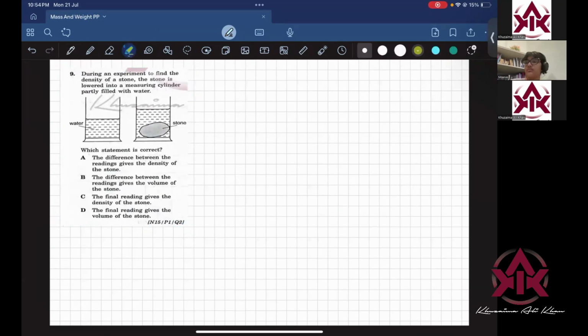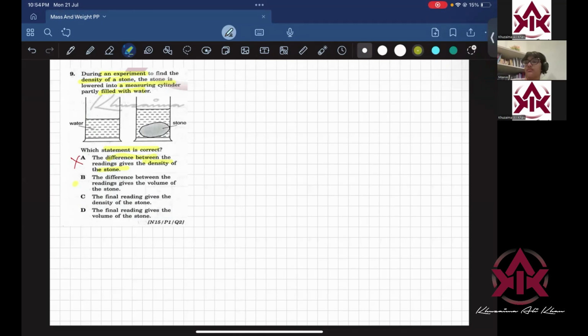Right, so you are doing an experiment to find the density of a stone. The stone is lowered into a measuring cylinder filled with water. Which statement is correct? We have done this method multiple times. This method is called the displacement method. So let's see option number A. The difference between the readings gives the density of the stone. That is wrong. It does not give you density, it gives you the volume. So let's see option number B. The difference between the readings gives you the volume of the stone. Yes, this is correct over here.